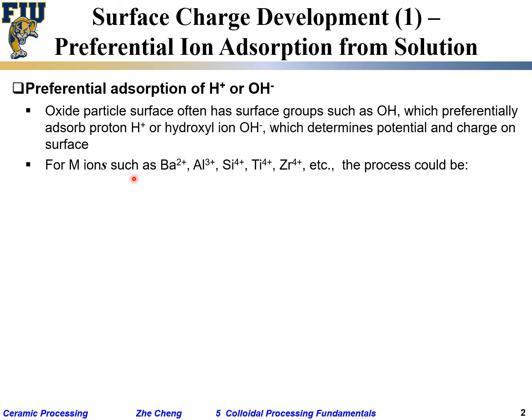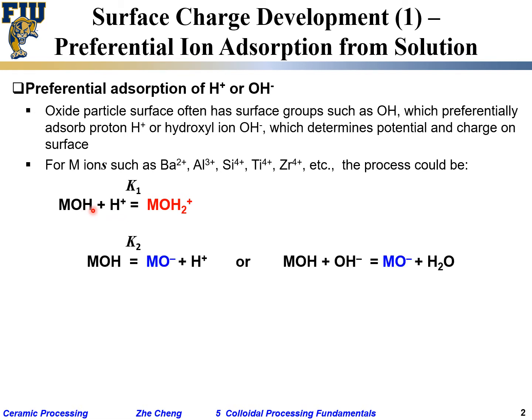The ions such as different cations, barium, aluminum, silicon, titanium, zirconium. For these types of cations, the process may look something like this. The surface of your metal oxide is initially terminated by a neutral OH group, and then when we dissolve them in a solution that contains protons, the proton gets attached onto this OH group, and the surface now becomes positively charged because the proton attached here.